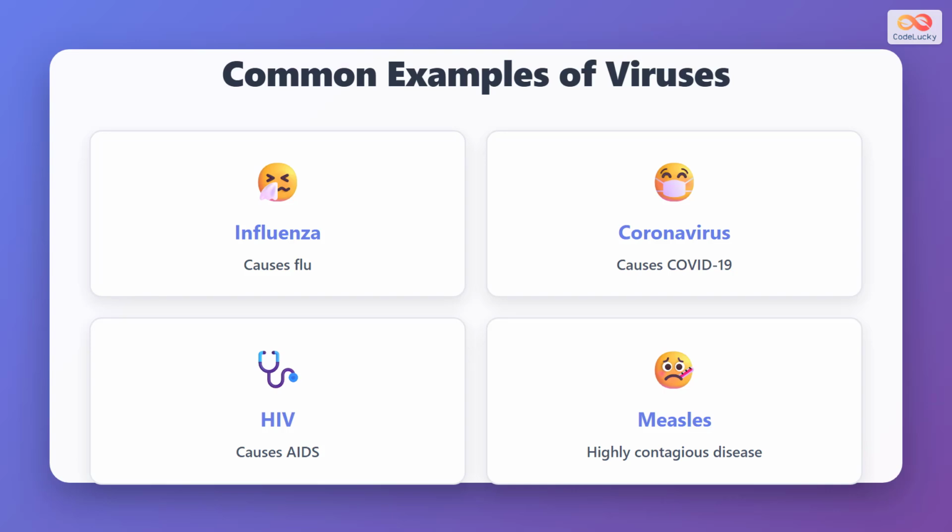Let us look at some common examples of viruses that affect humans. The influenza virus causes the flu, a respiratory illness that affects millions of people each year. Coronavirus, particularly the one that causes COVID-19, has had a major global impact in recent years. HIV, which stands for Human Immunodeficiency Virus, causes AIDS, which stands for Acquired Immunodeficiency Syndrome, a disease that weakens the immune system. The measles virus causes a highly contagious disease characterized by fever and a distinctive rash. Each of these viruses demonstrates how viral infections can range from mild to severe and can significantly impact human health.